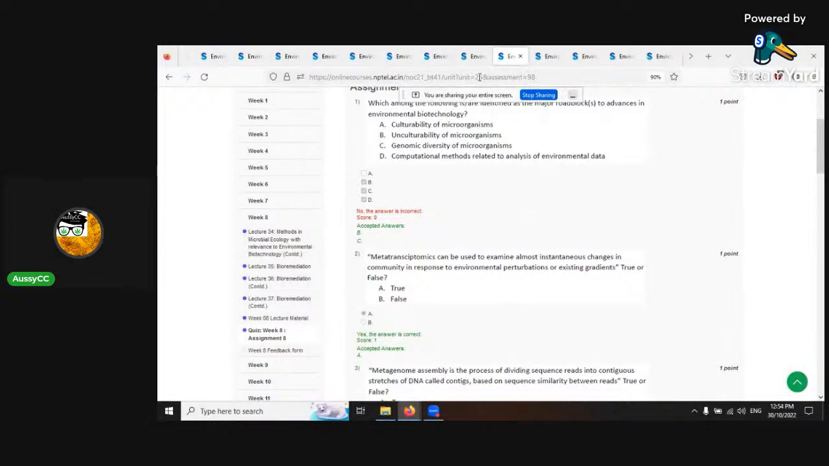Which among the following is identified as major roadblocks? Definitely B. C is hard too.